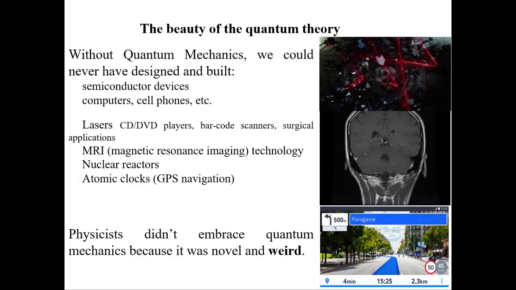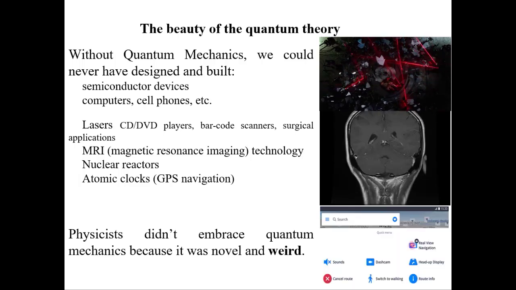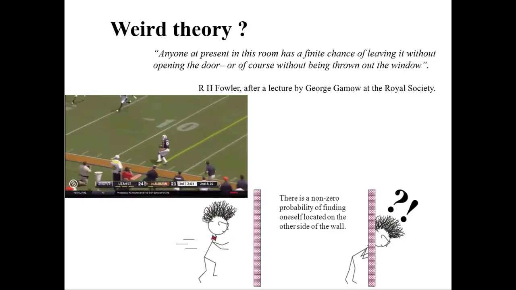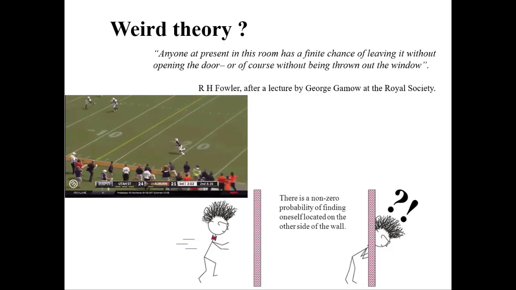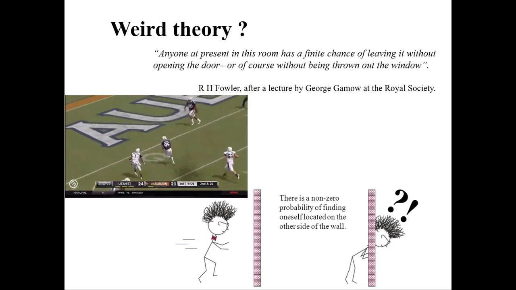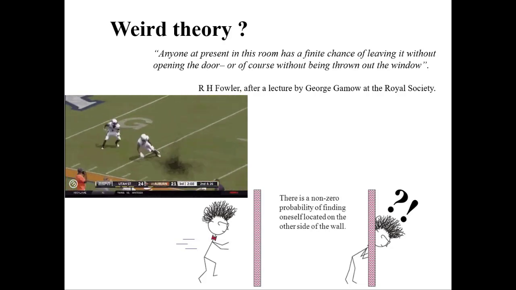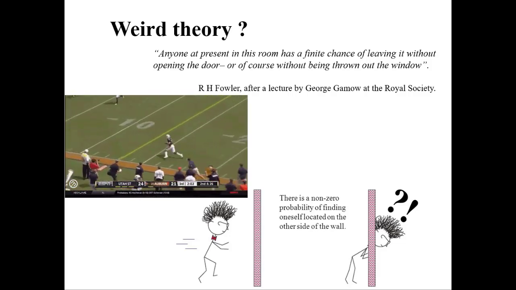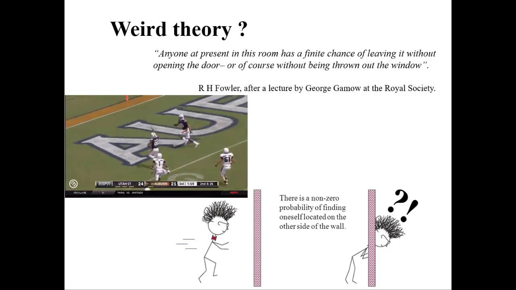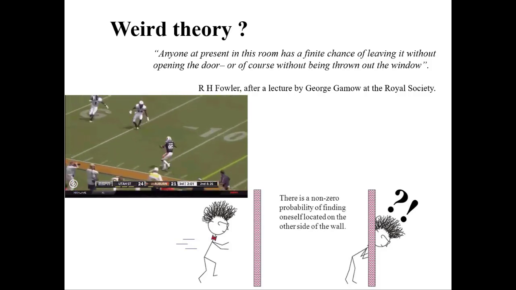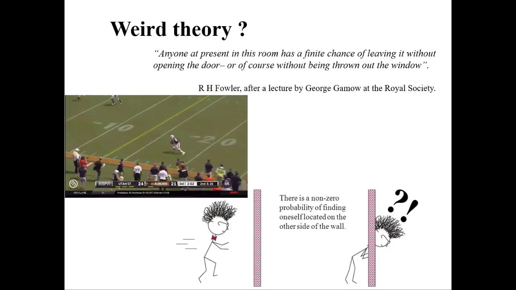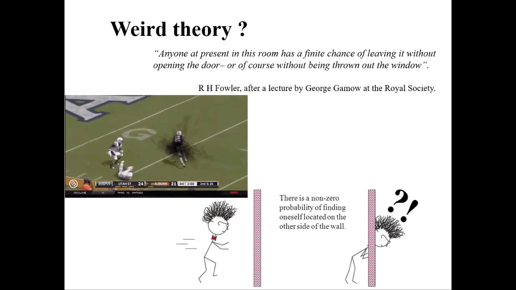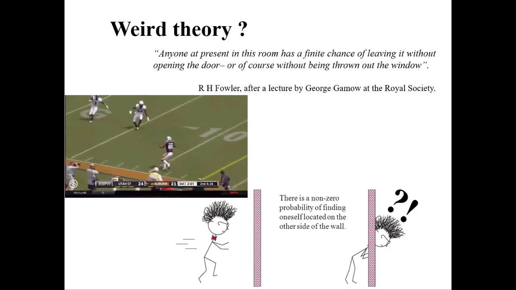But physicists could not digest quantum mechanics so easily because it was so novel and weird. Weird? Yes, a weird theory. Once in a lecture, George Gamow said that anyone present in this room has a finite chance of leaving it without opening the door, and of course, without being thrown out of the window. This was based on an implication of quantum mechanics named tunneling. According to tunneling, a particle can cross a barrier even if it has lesser energy than what it requires to go through. So, is it a weird theory? It is good to leave the decision to your wisdom.